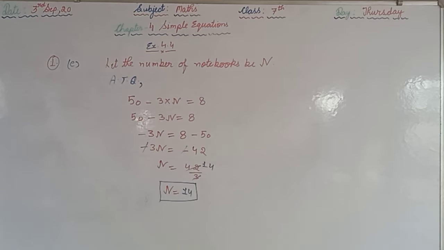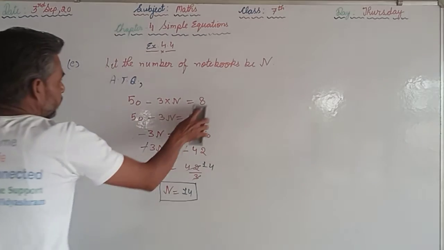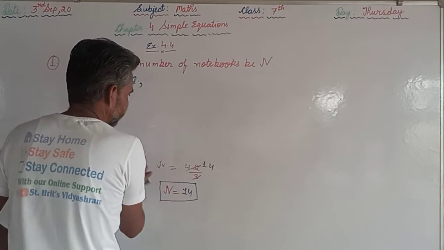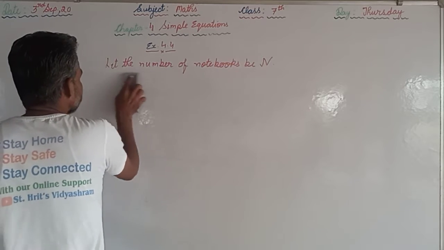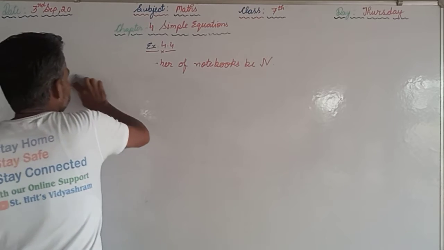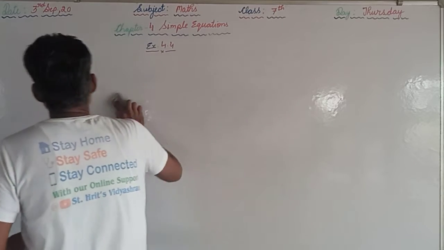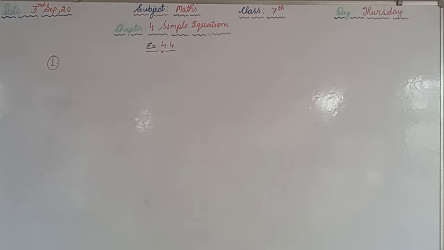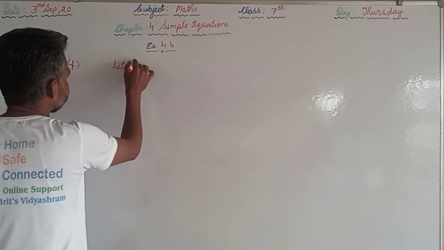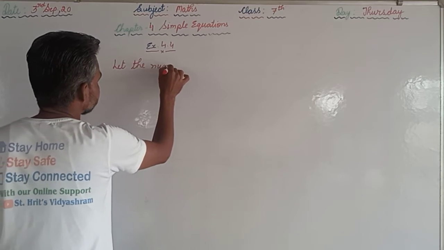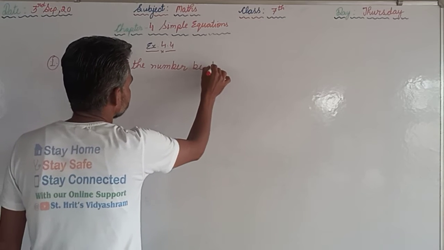Now we will see the next question, that is Ibnal thinks of a number. If she adds 19 to it and divides the sum by 5, she will get 8. So we have to find that number. So that is the part F. Let the number be n.